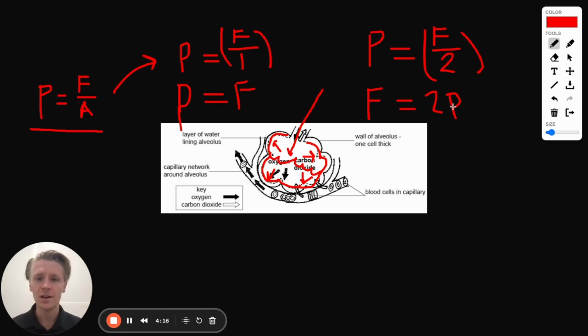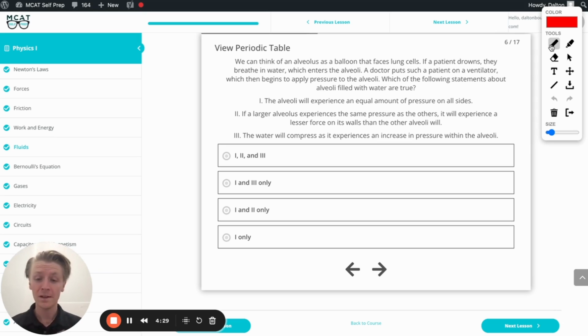Now let's go back to the answer and see what we can figure out. All right, so we are back and we're looking at the answer. It's one of these. We just have to figure out which one it is. This is one of those problems where we have to work through three different options and figure out which of these are true. The context we've already talked about: the alveolus and the ventilator. So let's go through these different answer options.